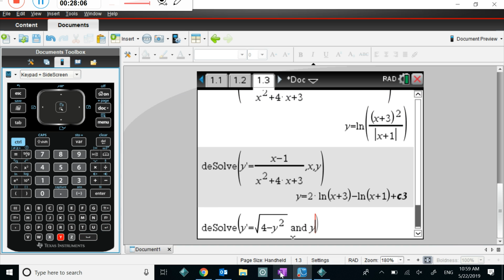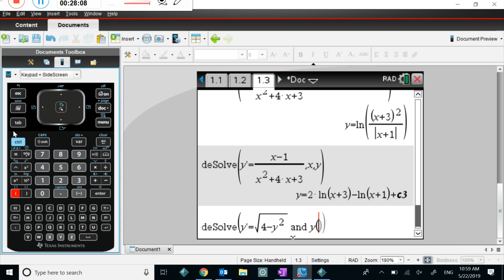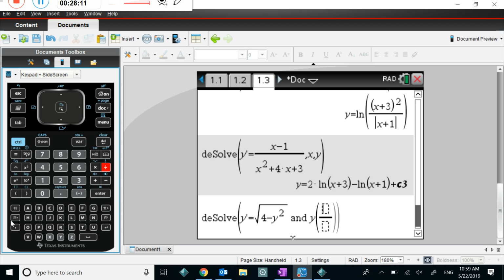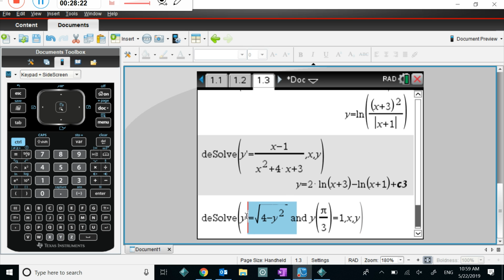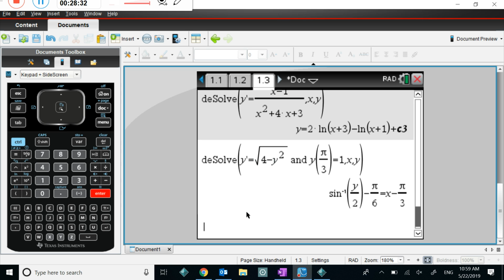y power 3 equals to 1. Check your calculator is in reading form. So pi on 3 equals to 1, comma x, comma y. Okay, two variables. Can you see in my differential equation, I don't have x at all. But I'm telling the calculator my independent variable is x and the dependent variable is y. So you have things in terms of x and y. But it's not y in terms of x or x in terms of y. We just have a function.